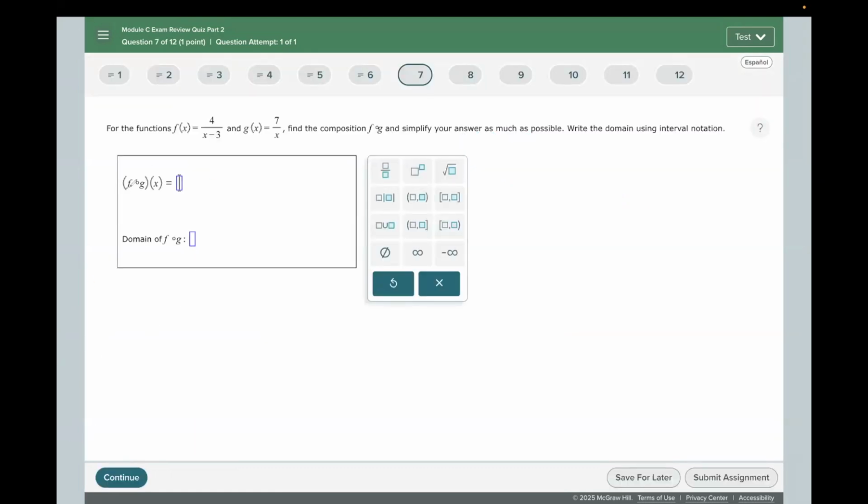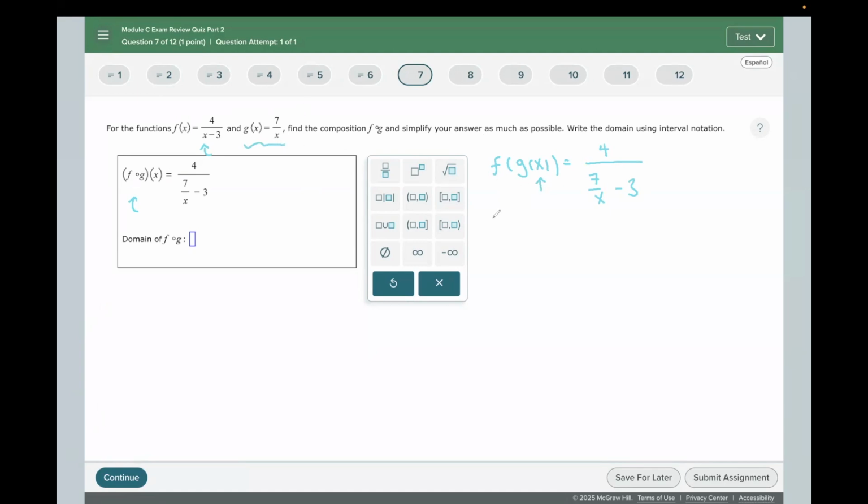All right. Now we have composition. So we want to do f of g of x. So this is f evaluated at g of x. So everywhere I see x in f of x, I'm going to plug in 7 over x. So this will be 4 over (7 over x minus 3). Very good. All right, so 4 over 7 over x minus 3. All right, these domain ones get a little bit trickier. So a couple of things can go wrong. First, so I'm doing f of g of x.